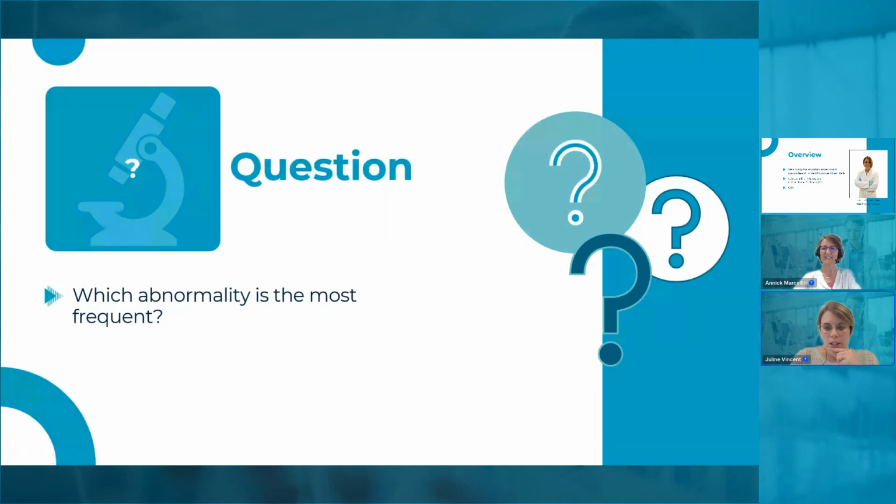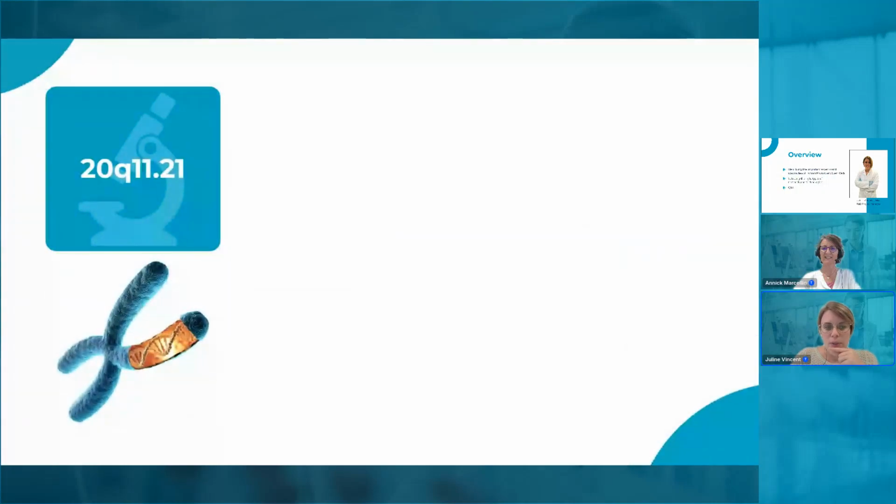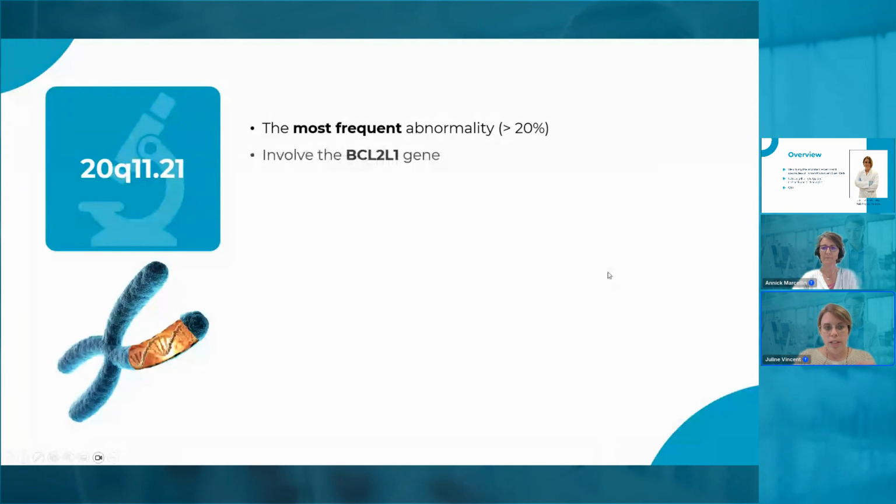So, of course, I speak about the 20q abnormality. This abnormality accounts for more than 20% of the most recurrent abnormalities. The BCL2L1 gene is involved in this defect. This gene encodes two protein isoforms, a pro-apoptotic isoform and an anti-apoptotic isoform. When there is a BCL2L1 amplification, the anti-apoptotic isoform is predominant and confers a growth advantage to the culture.